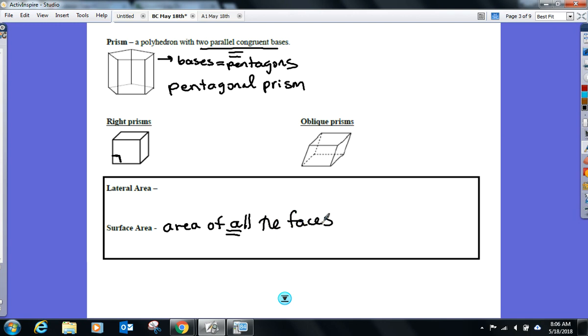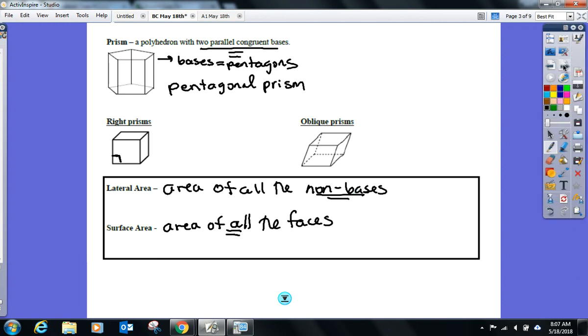So what makes that different from lateral area then? If this is the area of everything, all faces on the polyhedron, the lateral area, ready? Take off the bases. Take off the faces that are bases, and it's like a little rhyme time here. Take off the bases from your prism. Whatever faces are left, that's your lateral area. So it's the area of all the non-bases. So again, surface area, everything. Lateral area, take away the bases, whatever's left, find the area of that.